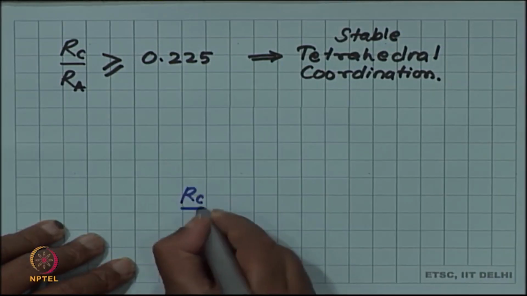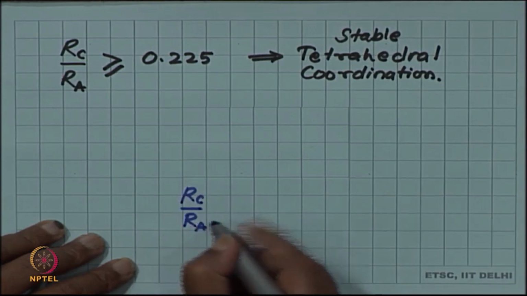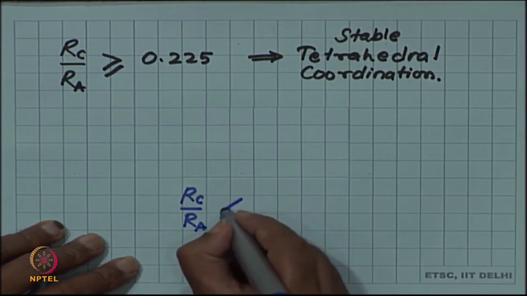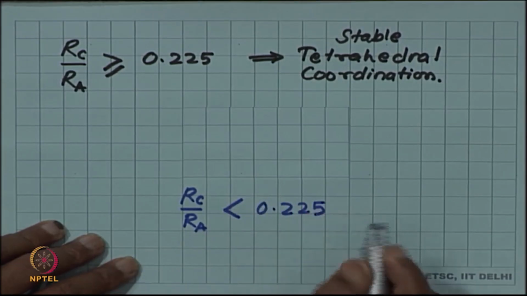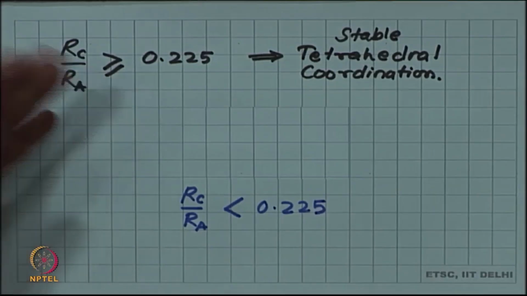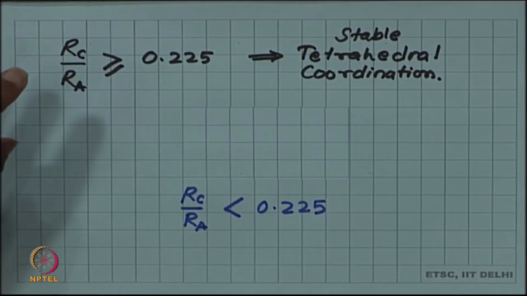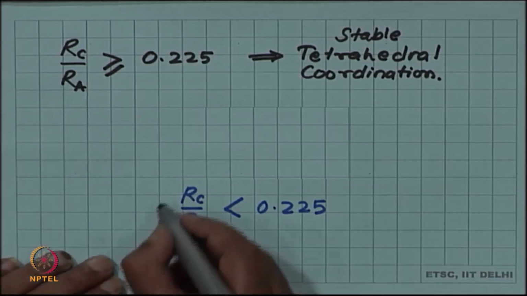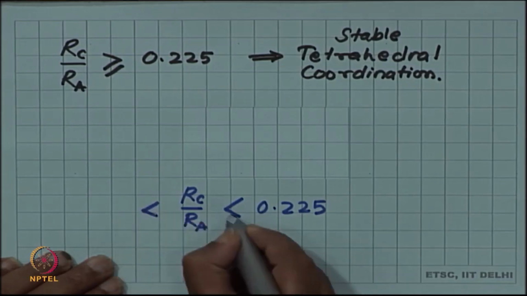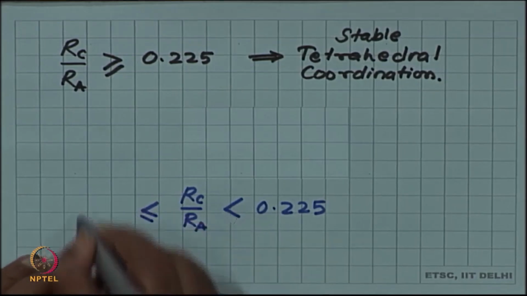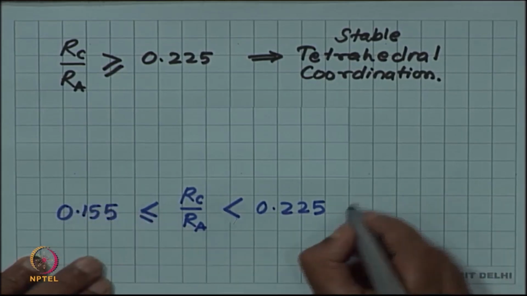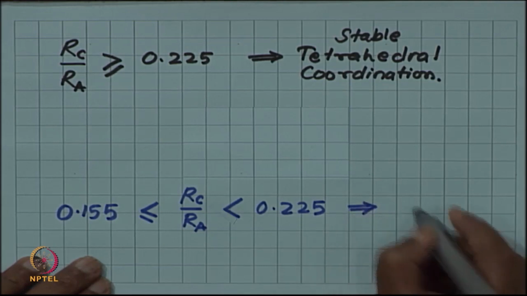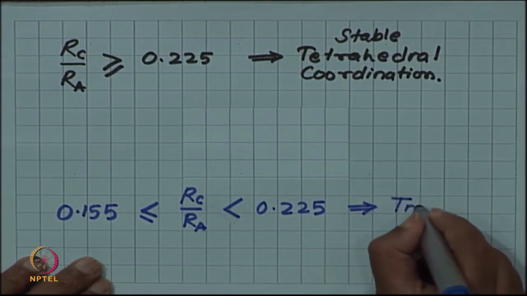So, if Rc by Ra is less than this value 0.225, then tetrahedral coordination will not be stable. 4 anions will not be able to surround a cation. So, less than 4 is possible, and we have less than 4 is 3, and for 3 we have already seen that it should be greater than or equal to 0.155. So, for triangular coordination we have found both the upper and lower bounds by this analysis.